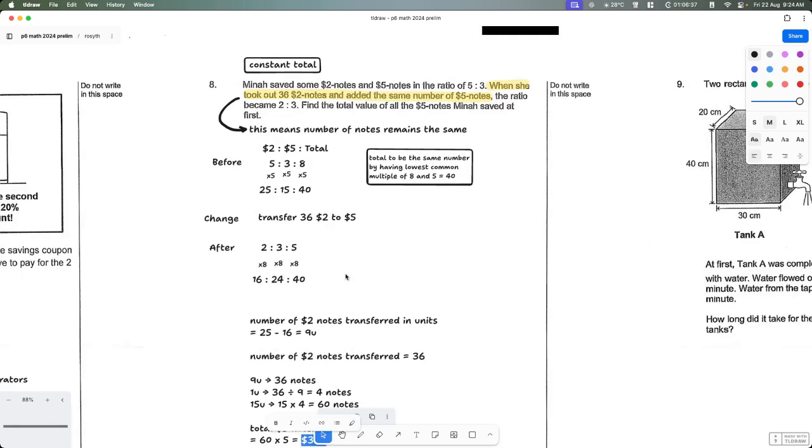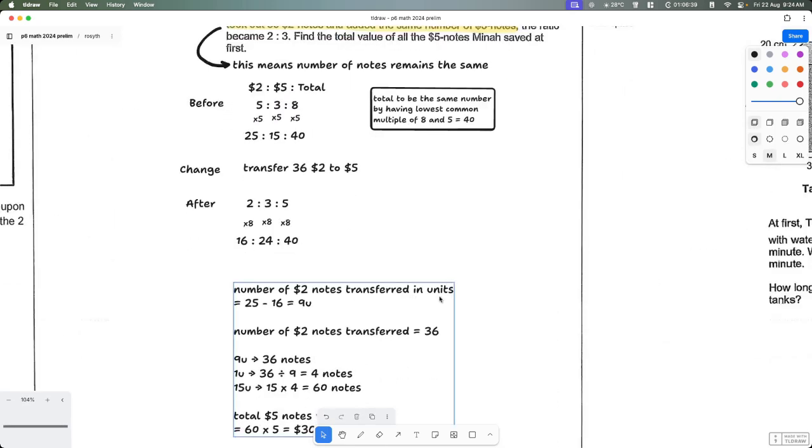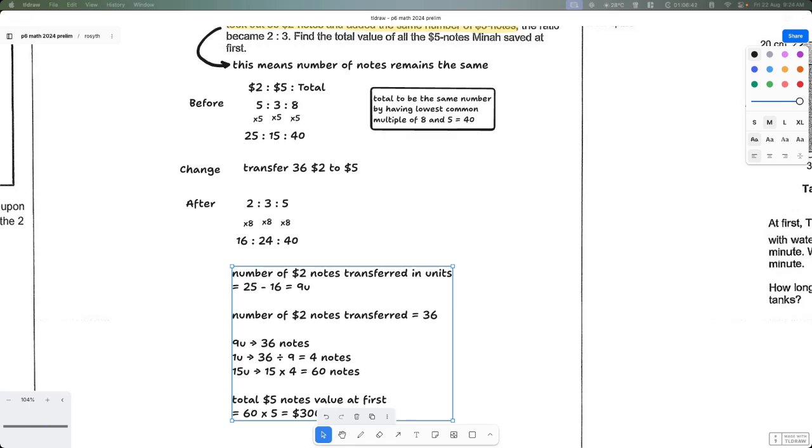So this is what we call a constant total concept in this case. All right, let's move on to the next question.